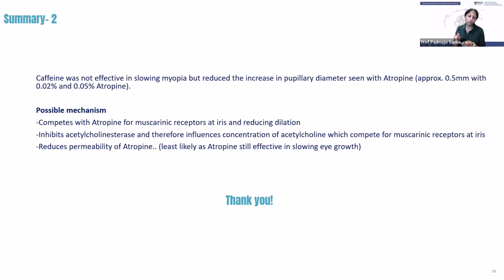Or the third possibility that we considered was that maybe there is reduced permeability of atropine when combined with caffeine. But we think that this last route is unlikely because we saw that the combination group was effective in slowing eye growth, very similar to what we saw with just atropine alone. However, this was an interesting finding.